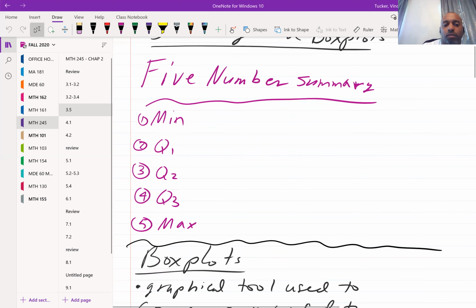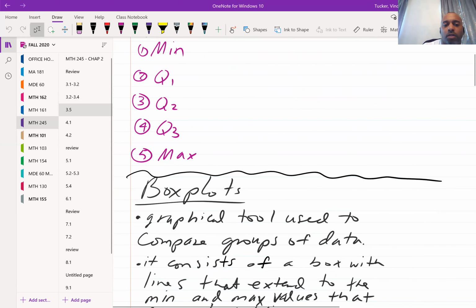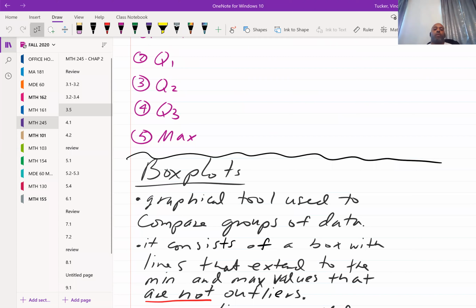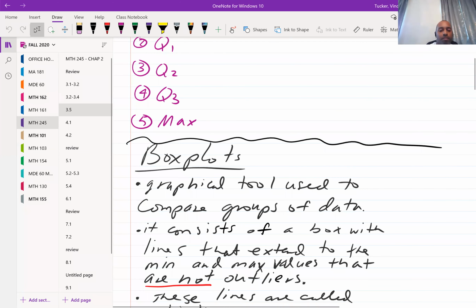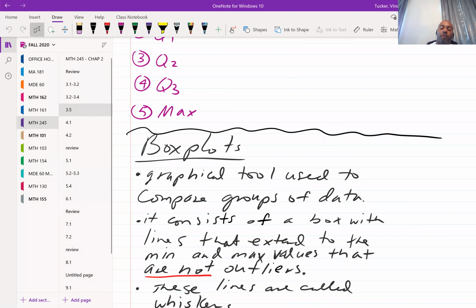Now the box plot is a graphical tool used to compare groups of data. It consists of a box with lines that extend to the minimum and maximum values that are not outliers. Going back to your 5-number summary, your minimum and maximum are what they are; it has nothing to do with outliers. So that's different. Your box plot will only extend to the min and max values that are not outliers. Once you establish something as an outlier, we're going to treat it a little differently, and you'll see what I mean in a second.